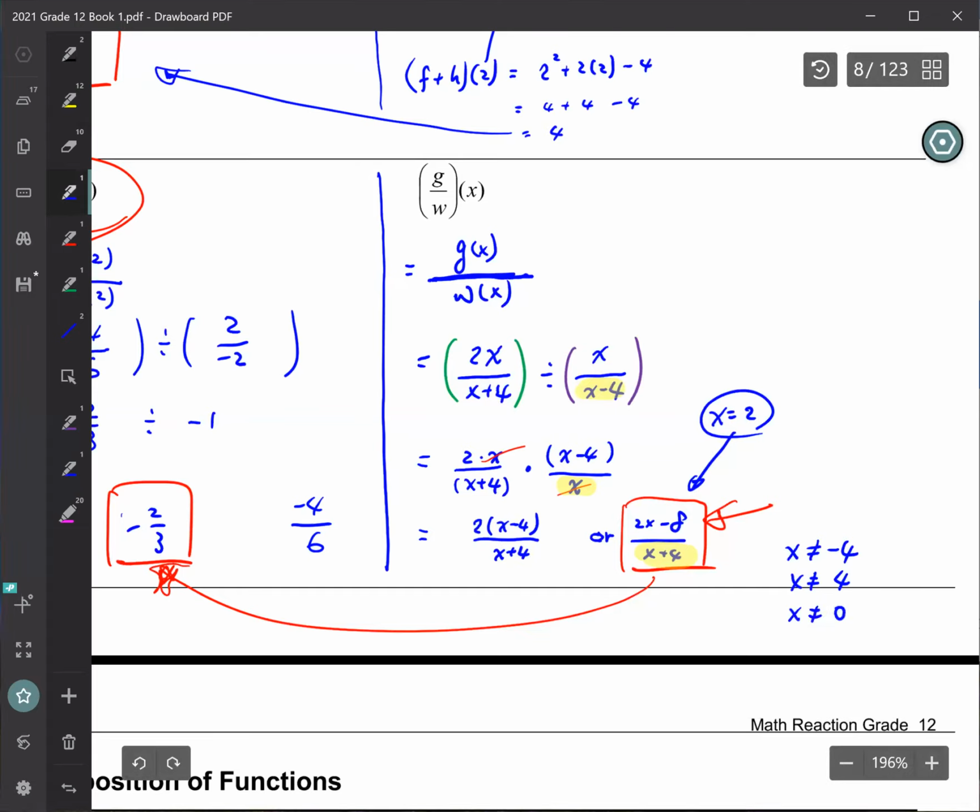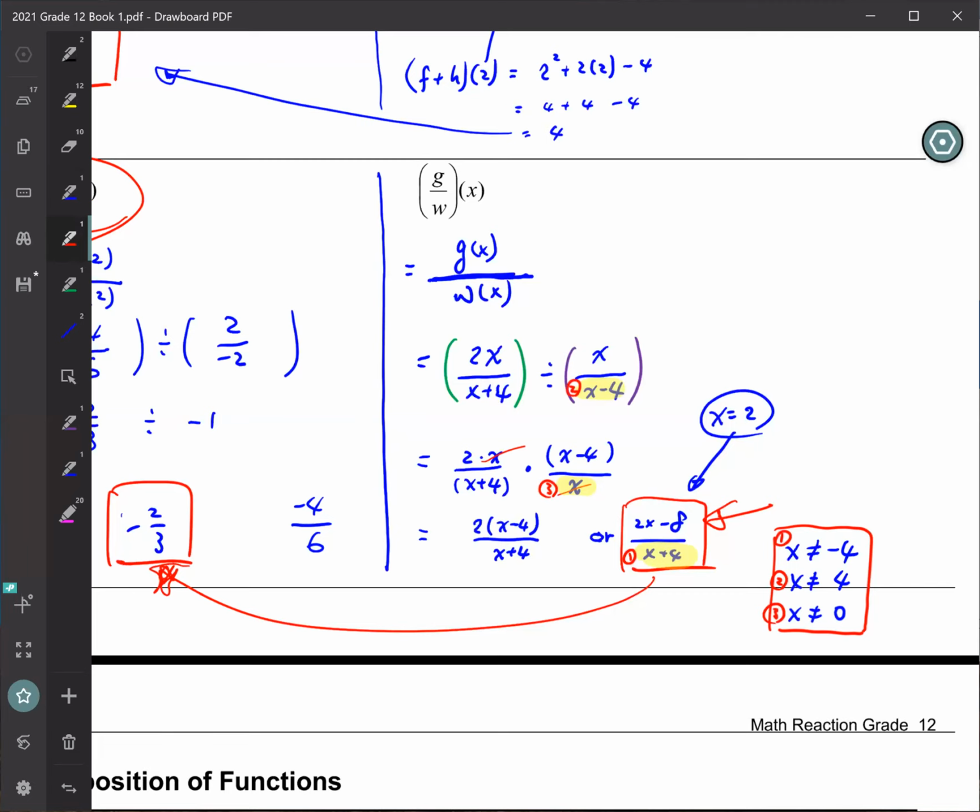So we have 3 restrictions, okay? The first one comes from here, the second one comes from here, and then the third one comes from here. Okay, so that's all, right?